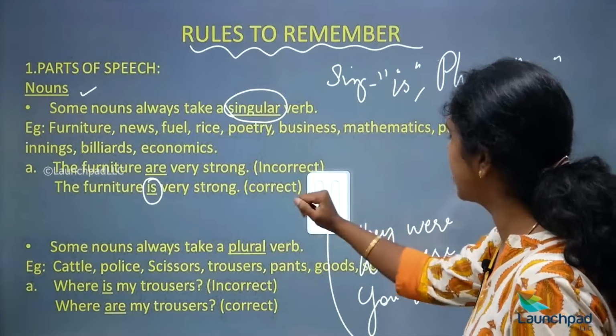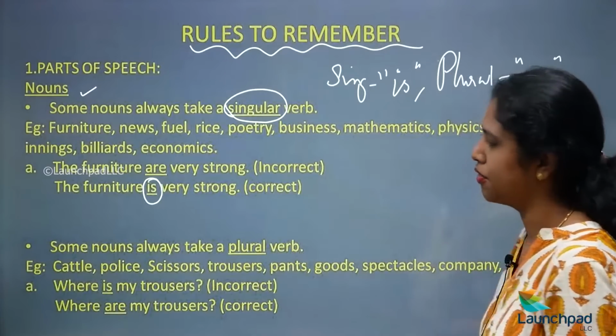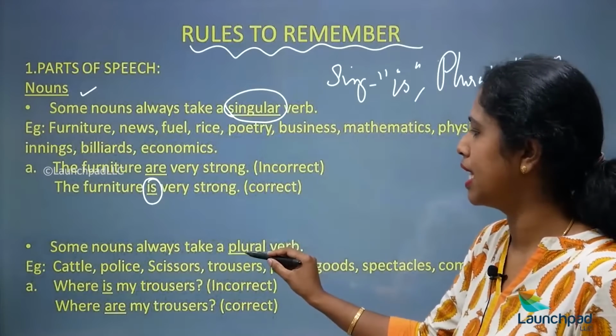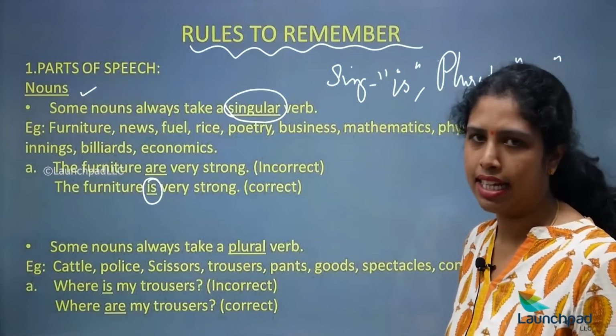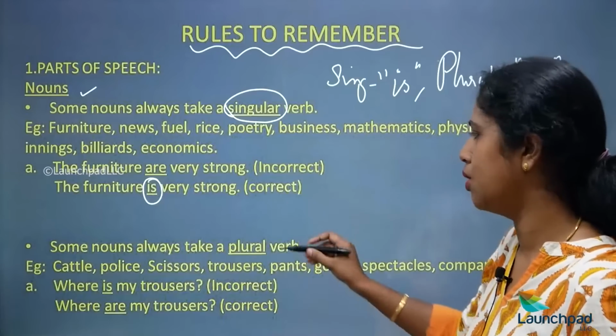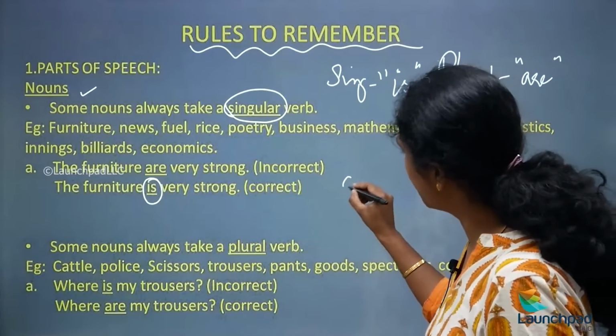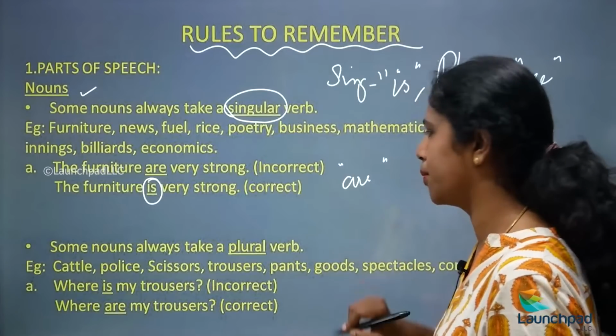So now what have we taken for example? We have taken the example as is and are, the present. Most of your sentences are in the present tense. So certain nouns always take a plural verb. So what is a plural verb? Are is your plural verb.